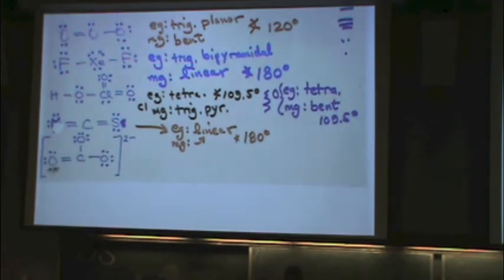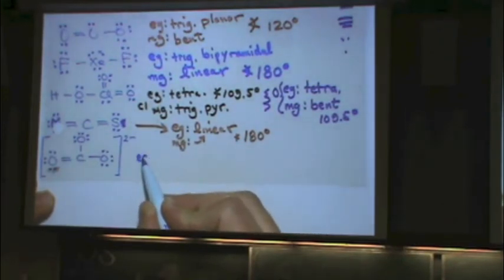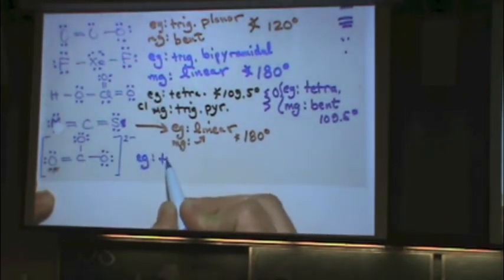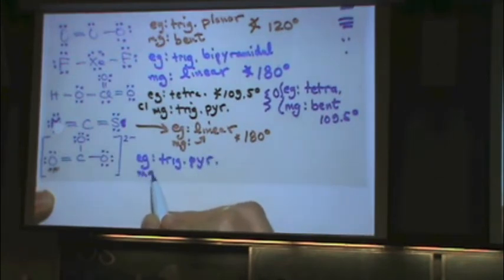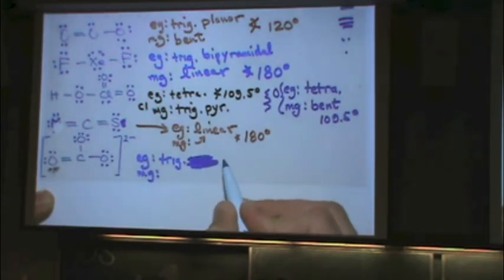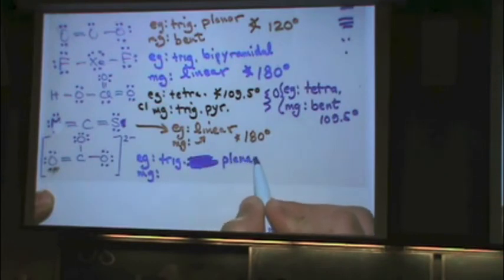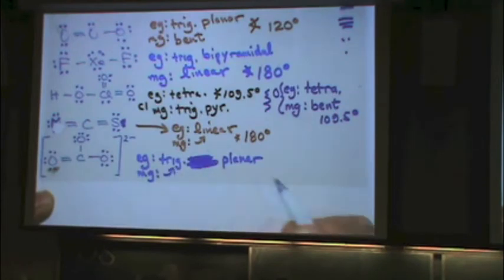Okay, and the last one, here at the very bottom: carbon, 3 groups around it, so the electronic geometry is trigonal planar, sorry. And the molecular geometry, because there's no lone pairs, is also trigonal planar. So that would be 120 degrees.